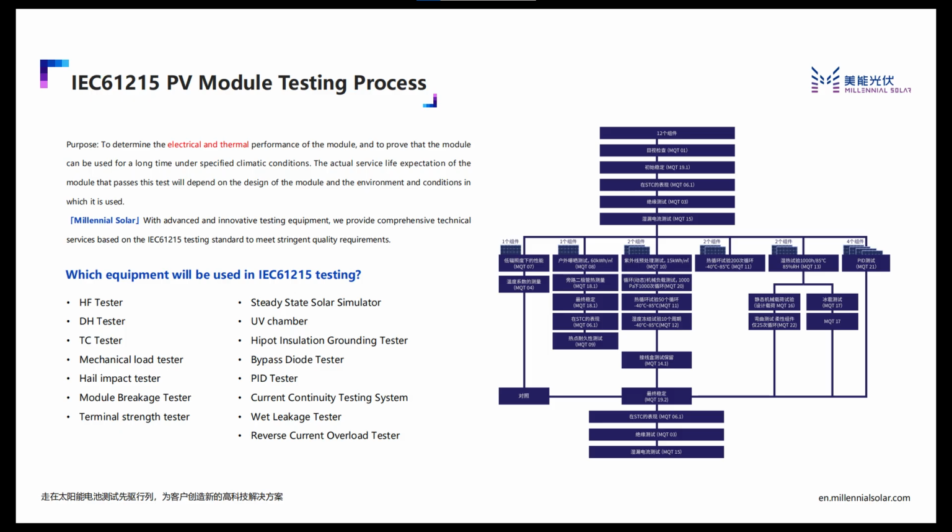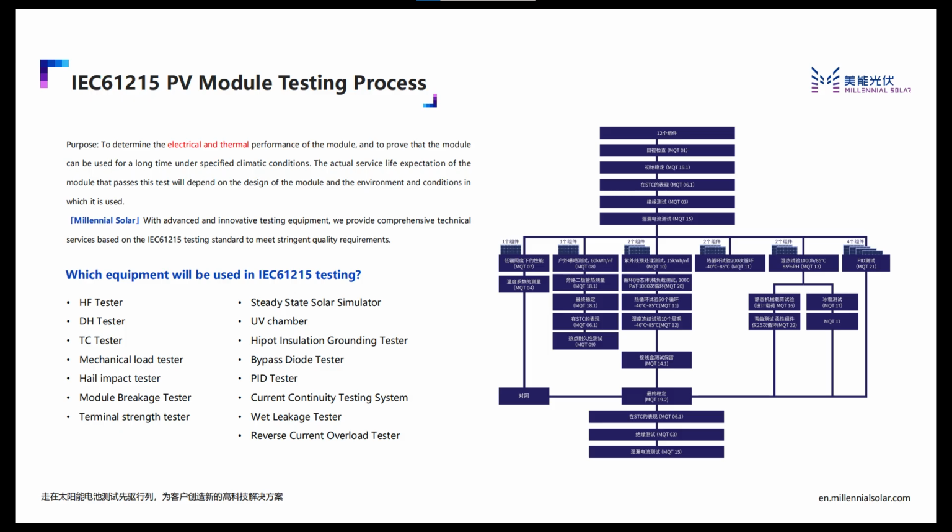So what is the purpose of the IEC 61215 standard? This standard is to determine whether the electrical or thermal performance of the module is good, and to prove that a solar panel can be used for a long time under specified climate conditions. And Millennial Solar offers all the devices that are needed to apply these test standards.